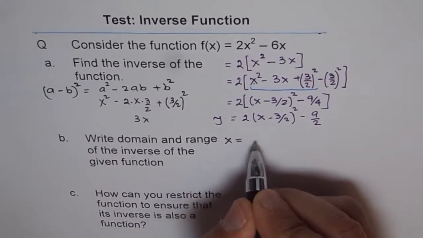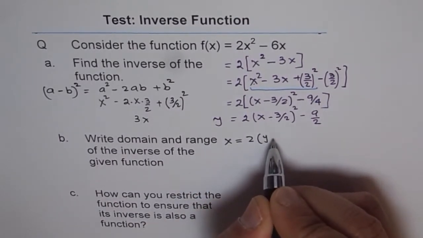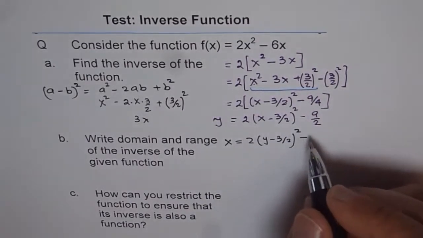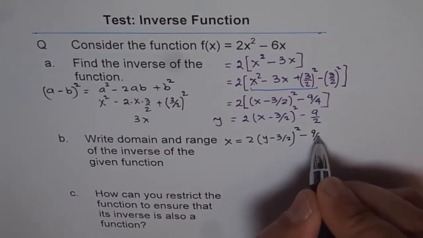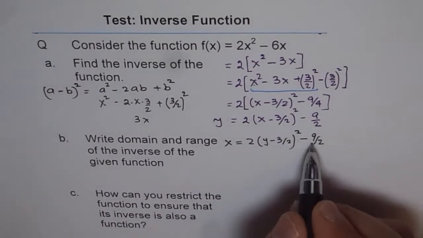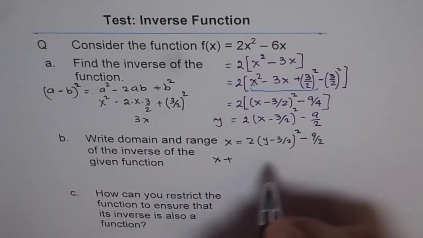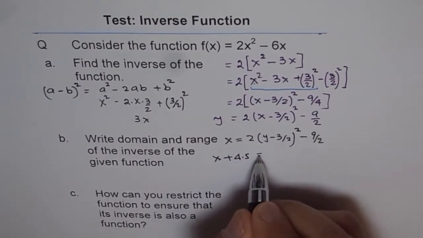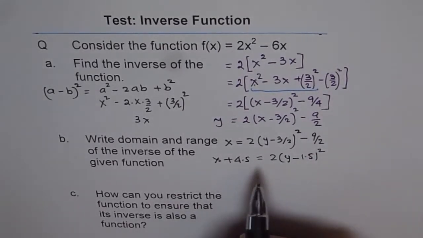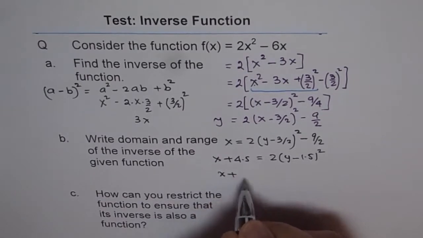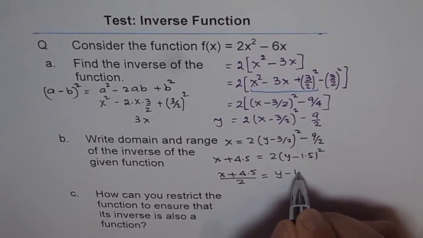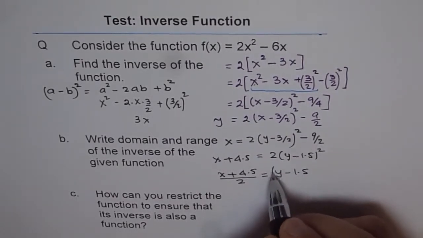So we'll write x equals 2 times within bracket y minus 3 over 2, you can write 1.5 here, minus 9 over 2, and you can write 4.5 here, right? Now from here, we'll bring this term here. So we get x plus 4.5 equals 2 times (y minus 1.5) whole square. Next step is divide by 2, so we get (x plus 4.5) divided by 2 equals (y minus 1.5) whole square.